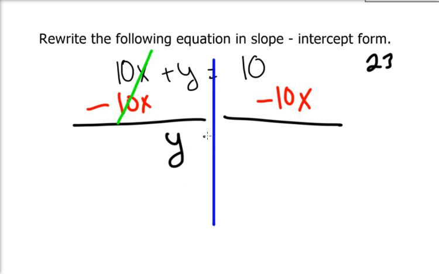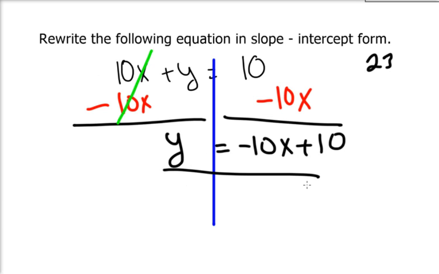y is equal to, I'm going to write negative 10x first and then the constant. So like 10 at the end. So let's call it constant. So this is equal to negative 10x and then plus that 10 constant. And that's it. That's how you do number 23.